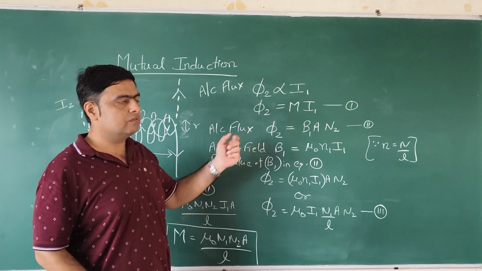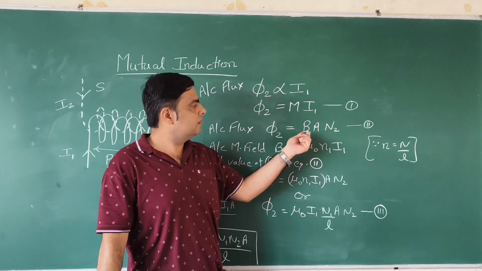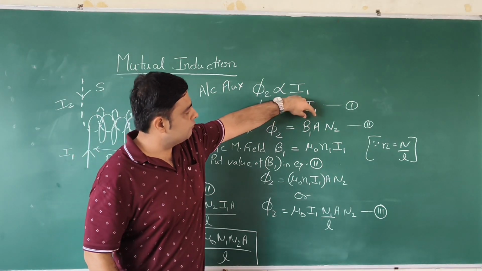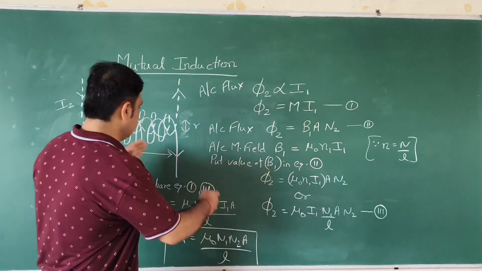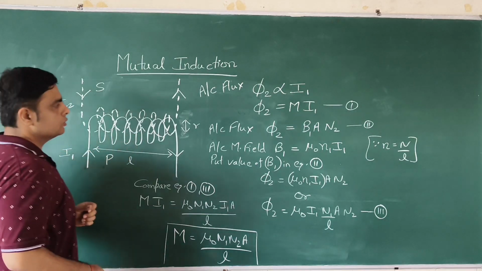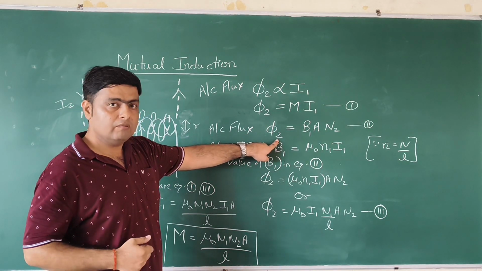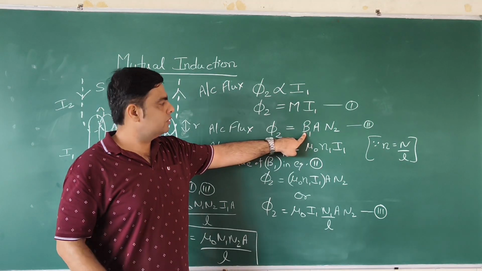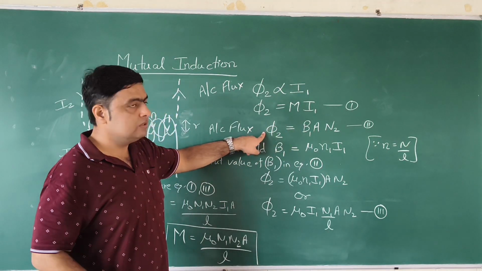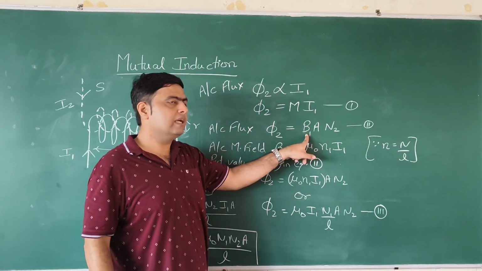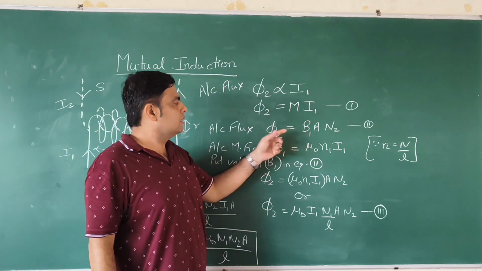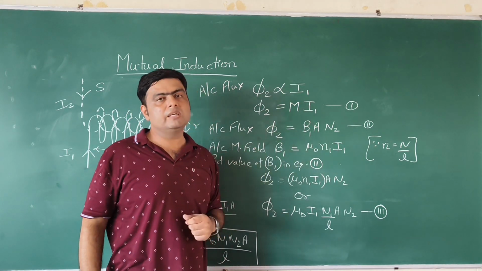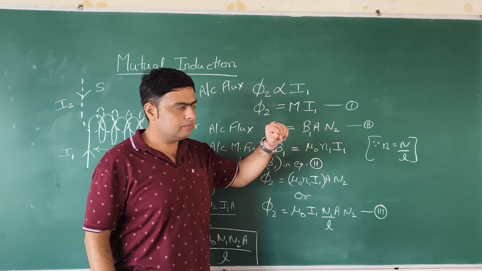Now we also know that flux is magnetic field into area. The flux is equal to magnetic field into area into number of turns, because we have a number of turns of the coil. The flux through the second coil will be due to the magnetic field of the first coil, so it is B1 over here. So phi 2 is the flux of the secondary coil due to the magnetic field of the first coil, and it also depends on the number of turns of the secondary coil, so here N2 is there.